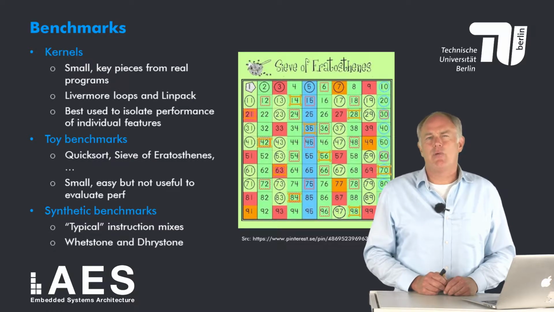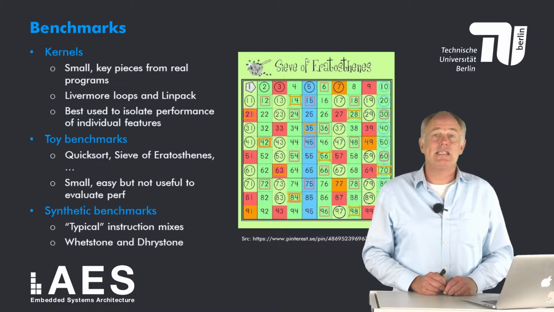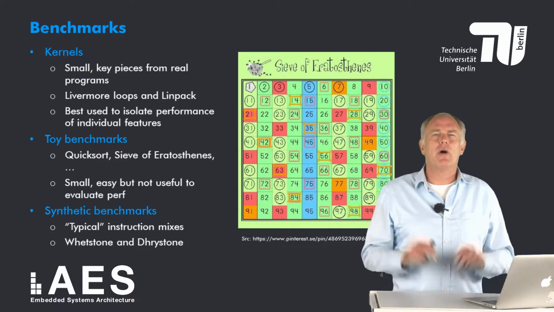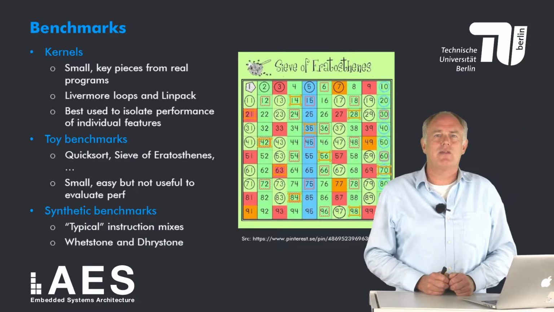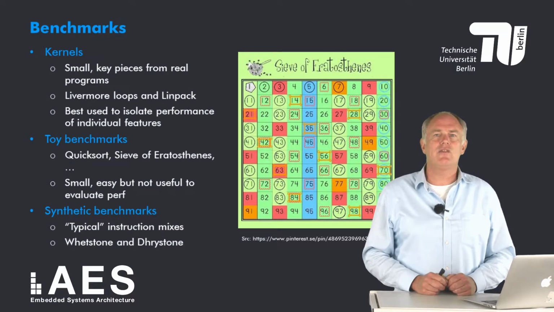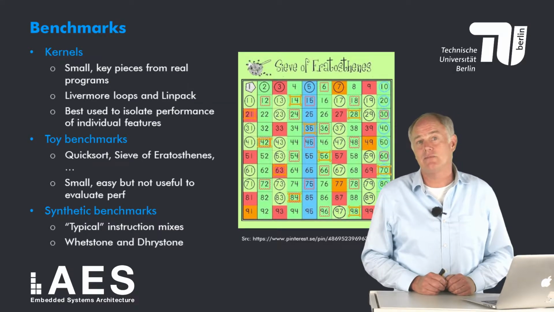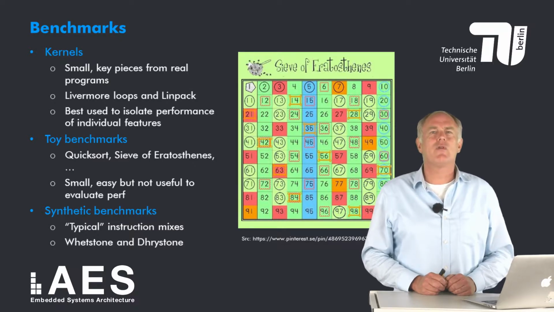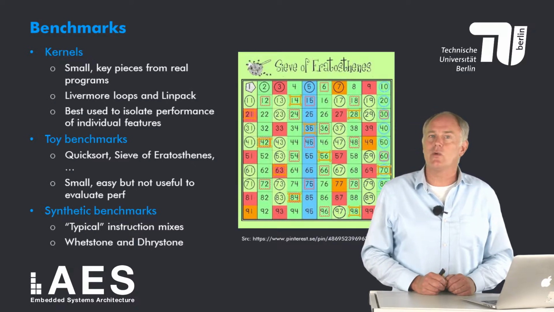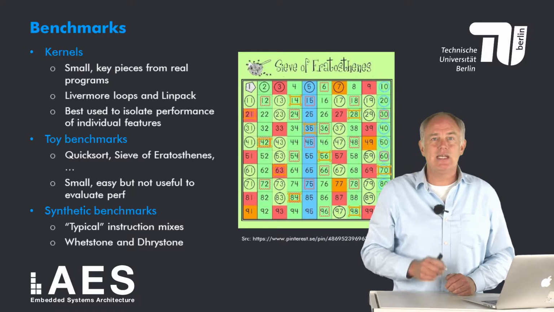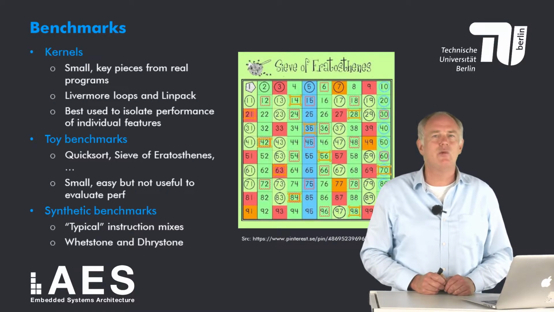The fifth and probably the worst option is synthetic benchmarks. These are not real programs, but typical instruction mixes such as 40% additions, 20% loads, 10% stores, etc. Well-known examples of these are Whetstone and Dhrystone. Nobody uses them anymore, and when you are my PhD student, you should not use them either.